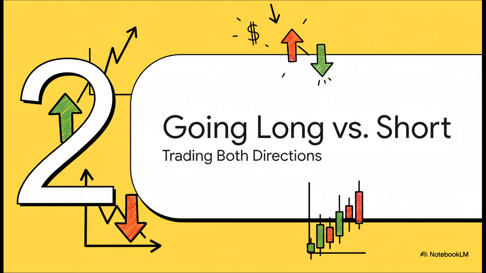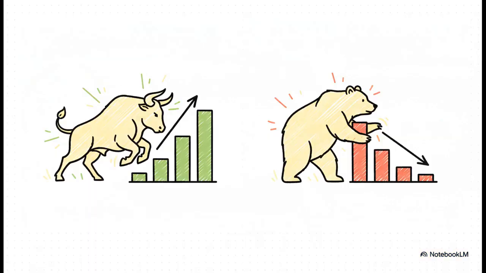That's it. All right, so now that we've got a handle on what a CFD is, let's talk about how you actually trade them. One of the most powerful things about CFDs is that you can speculate on a market going down just as easily as you can on it going up. This is what traders mean when they talk about going long or going short. It's super simple. If you think the price of something is about to shoot up, you go long. You buy a CFD. But if you think the price is about to tank, you go short. You sell a CFD. It gives you a way to trade no matter what the market is doing.